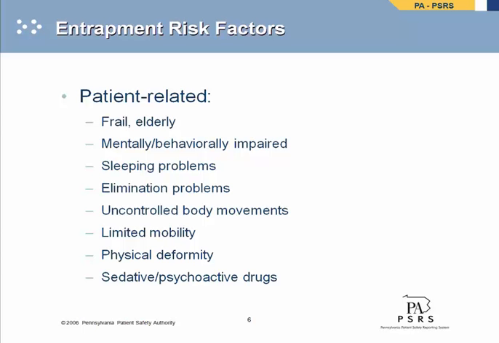Regarding patient-related entrapment, bed rail entrapments more commonly occur in frail, elderly, and cognitively impaired patients. Those who are a fall risk may become entrapped in the bed system while getting out of bed unassisted. Incontinent patients or those with acute urinary retention or fecal impaction may attempt to leave the bed in order to toilet. Patients with limited mobility, uncontrolled body movements, or a physical deformity may also be at risk because they may be physically unable to extract themselves from the bed system.